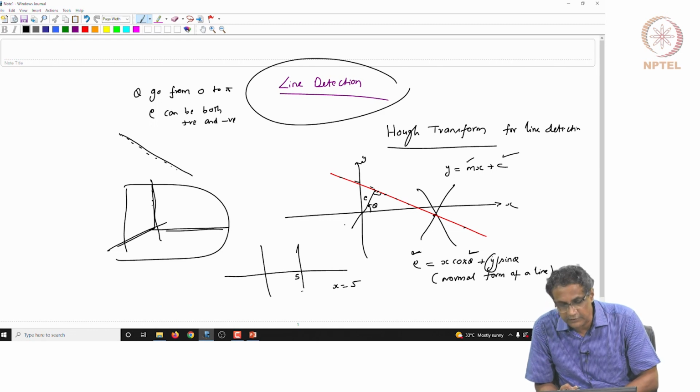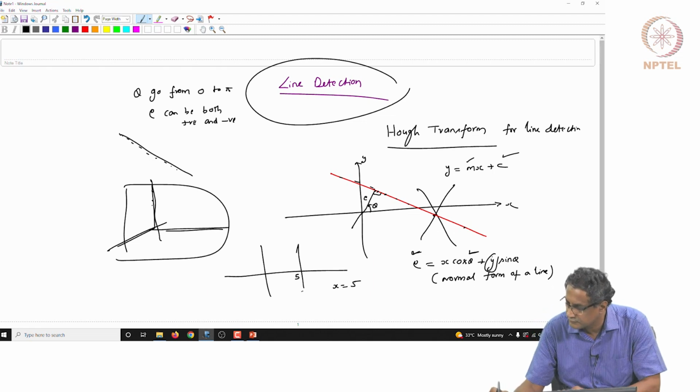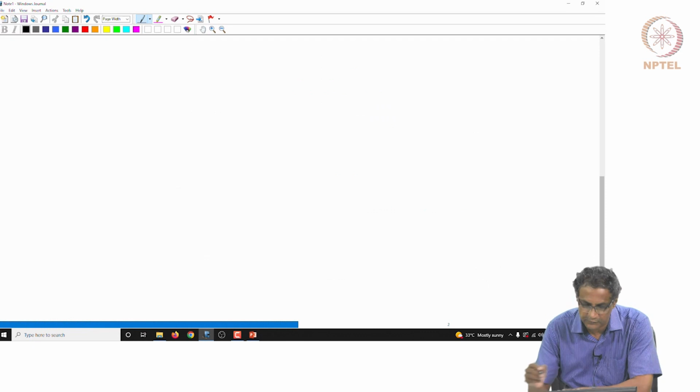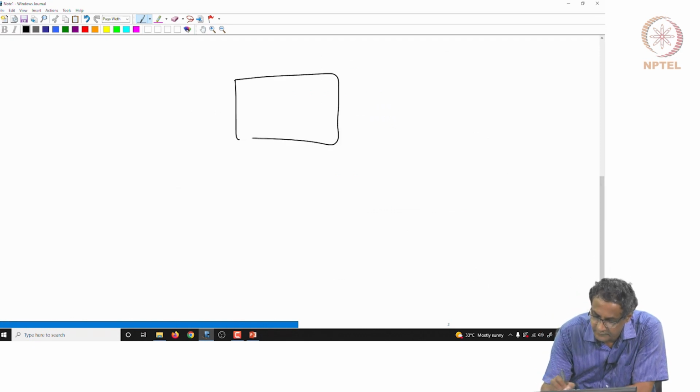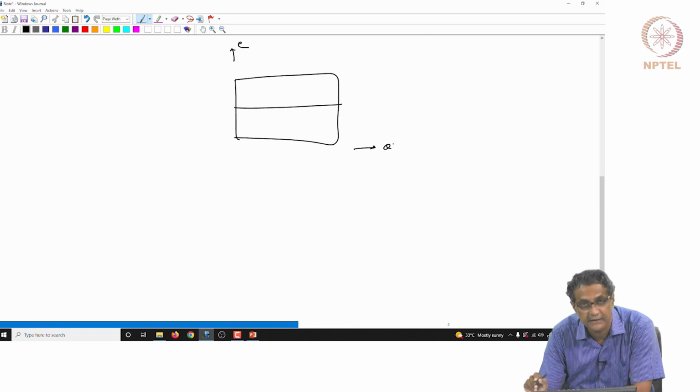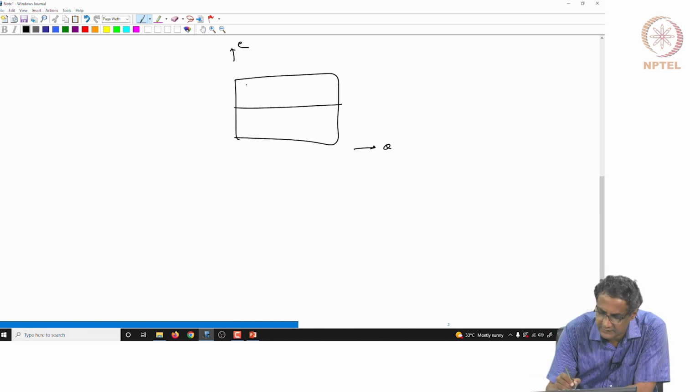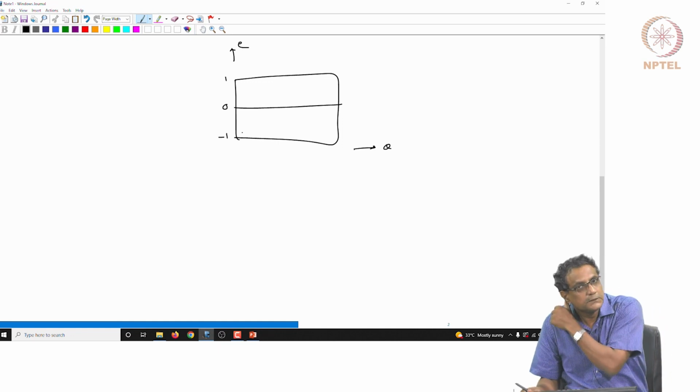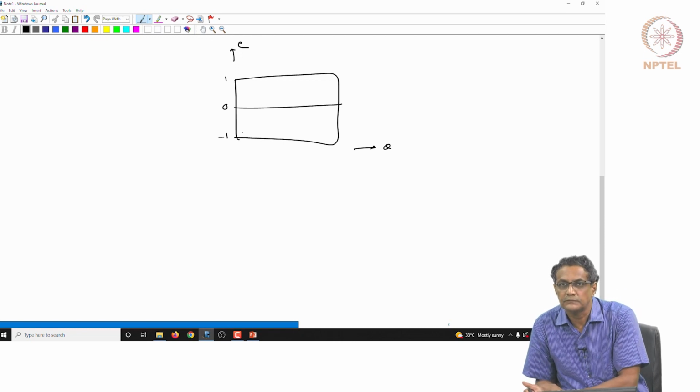But what is more interesting is this. Suppose I have this grid. Let us say that along this axis I have my rho values, and along this axis I have the theta values. Let us say I simply put the rho as 1 and then minus 1. What will be the range of rho, by the way? If I have an n cross n image, what can be the maximum rho that I can go to?